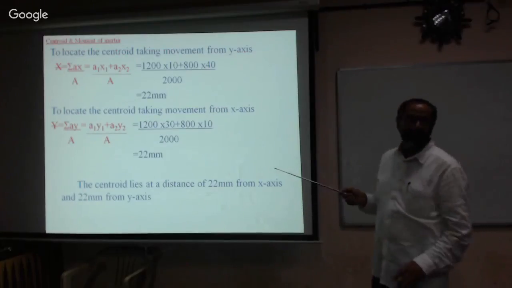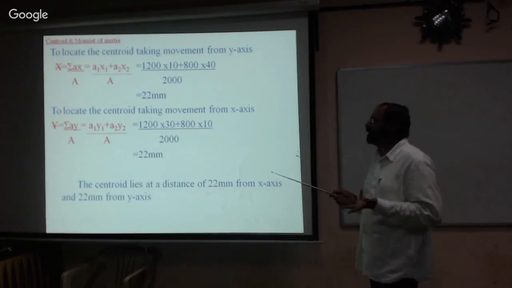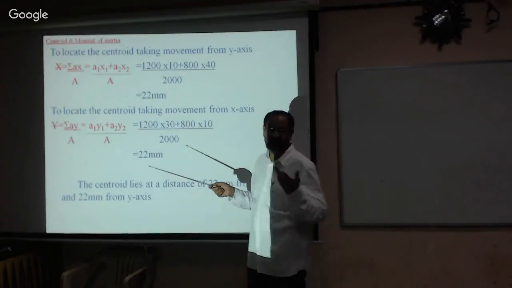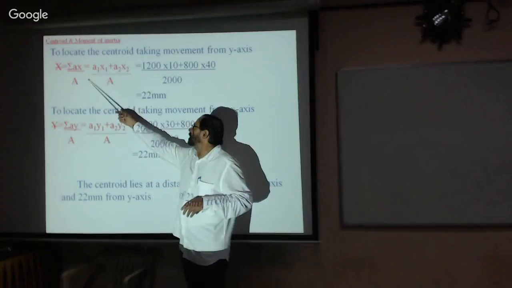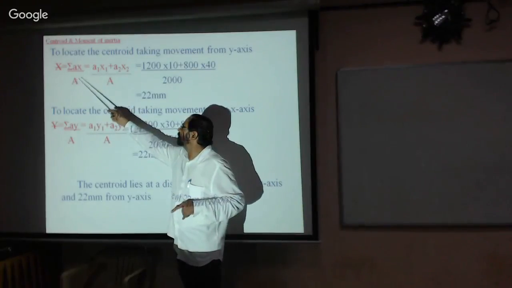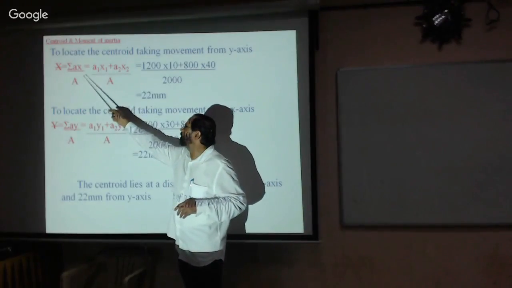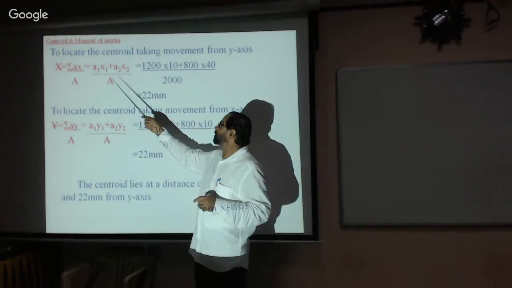Now straight away you can substitute into the relationship which we have already derived, that is x bar is equal to sigma A x divided by sigma A. We have two sections here: A1 x1 plus A2 x2.